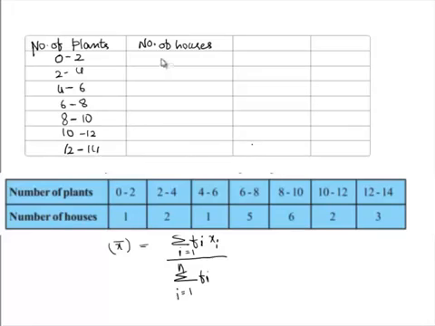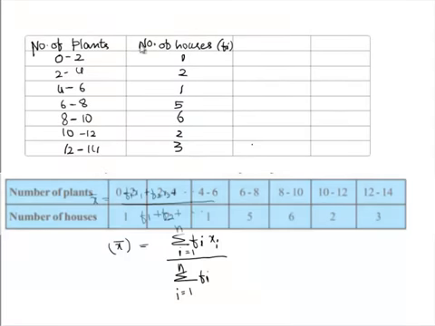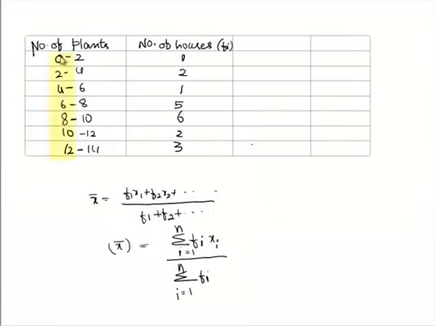And the number of houses, which we have known as frequencies, were 1, 2, 1, 5, 6, 2 and 3. Here they were given as grouped data. These numbers are known as lower limit and these numbers are known as upper limit.